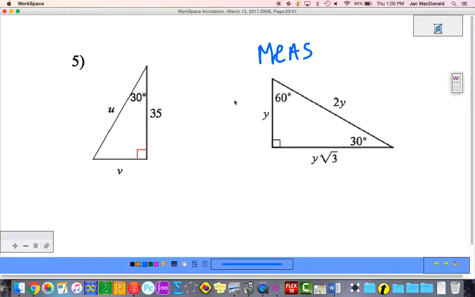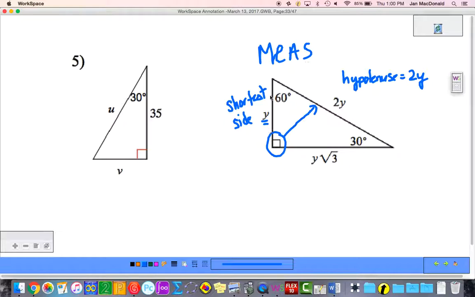First of all, we call the shortest side y. So y is the variable we're going to use to represent the shortest side. We call our hypotenuse 2y. That means whatever the shortest side is, the hypotenuse is twice as big.